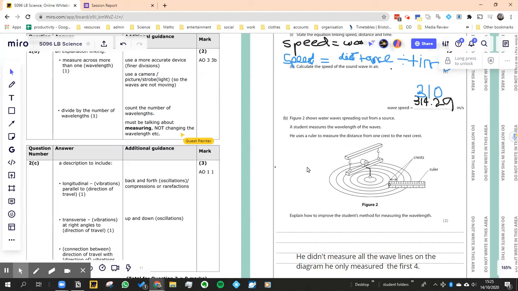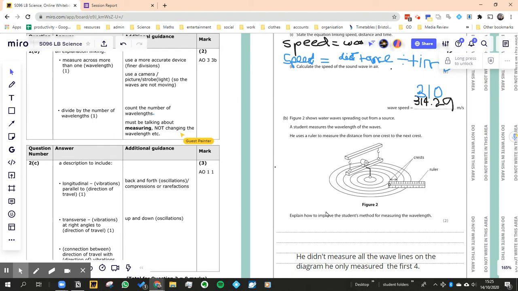So, a student measures the wavelength of these waves. What he's done is he's measured the distance between the top of one wave and the top of another wave. He uses the ruler to measure the distance from one crest to the next crest. And it's asking you, how could he improve the method?